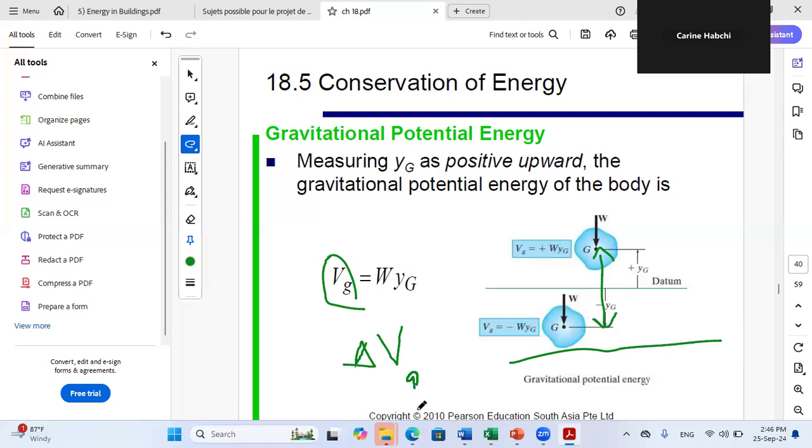So the first type of potential energy is the gravitational one. And when we have a rigid body, just keep in mind that y is for G. So it's plus mg times y of point G, not y of any point on the body.